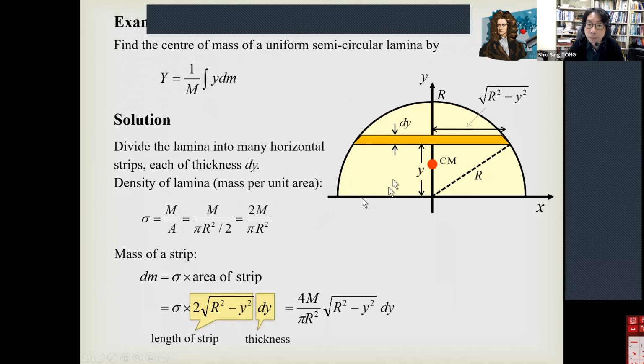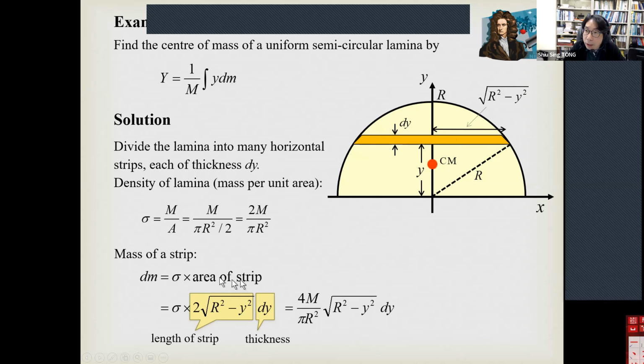Okay. Now in order to find the mass in this strip, I first have to calculate its area, because I know that the area multiplied by the density will give me the mass, since the density is the mass per unit area. So if I get the area of the strip and multiply it with the density, I will be able to get dm, which is the mass of this narrow strip.